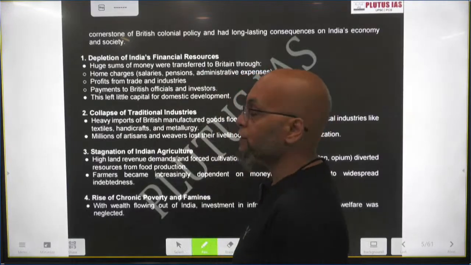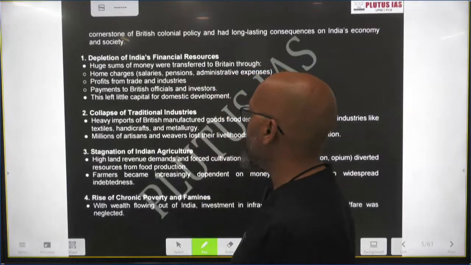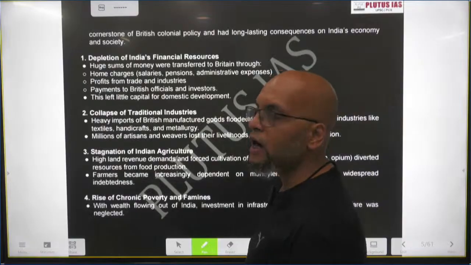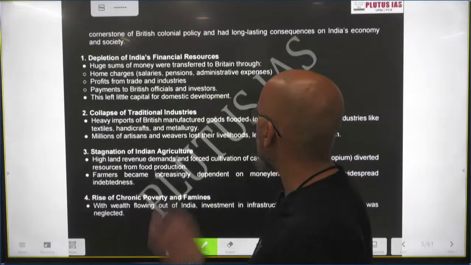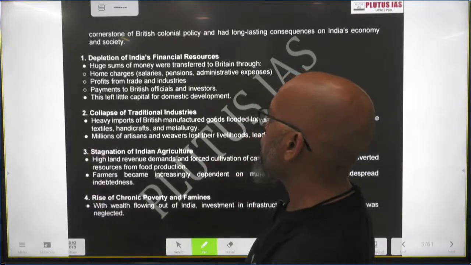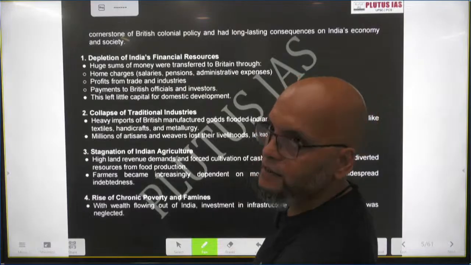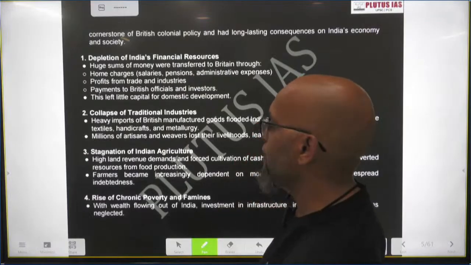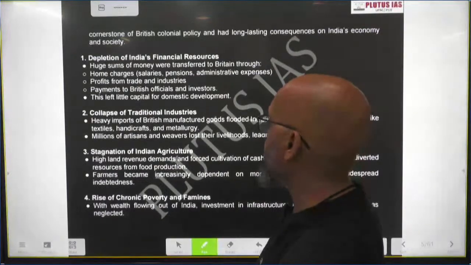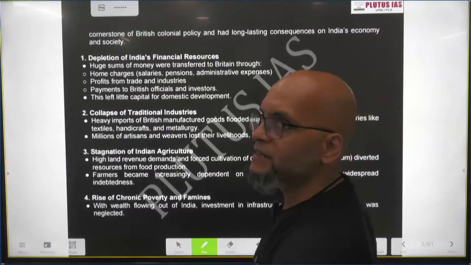So what were these consequences? Number one, depletion of India's financial resources. Huge sums of money were transferred to Britain through home charges, that is salaries, pensions, administrative expenses, etc. Second, profits from trade and industries. This was also the methodology to move wealth from India. Third, payments to British officials and investors. This left little capital for domestic development.